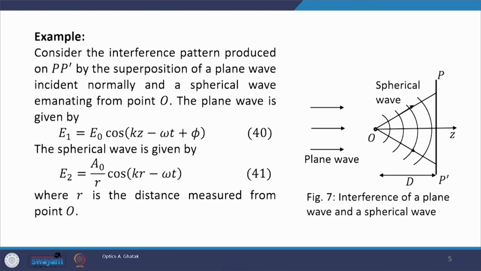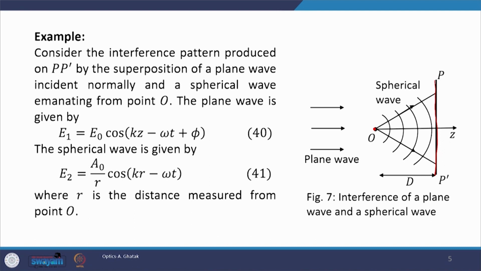Now, we will move to the second problem. We have a screen P prime, which is represented here by this vertical line. A plane wave is propagating normally towards the screen P prime. There is also a point source O kept here, and from this point source spherical waves are generated, and they are also propagating towards the screen. The question is, when the plane wave interferes with this spherical wave, what type of fringe pattern will be generated on the screen?